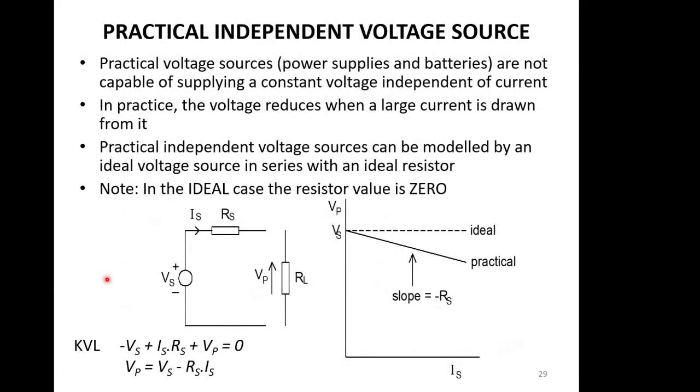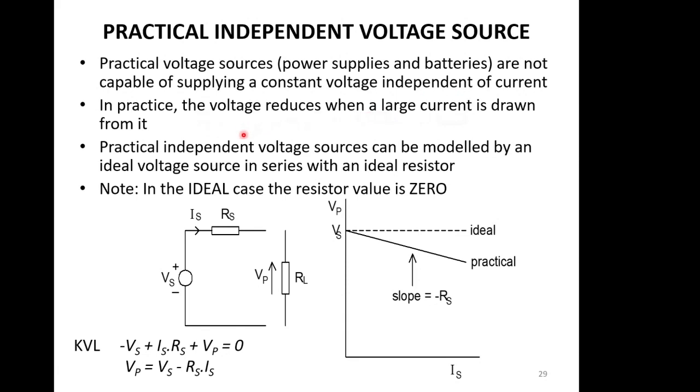So a practical voltage source, one that exists in the real world, is very easy to model. They're not capable of supplying a constant voltage independent of current, because you can short circuit a battery and you don't get infinite current, because that gives you infinite power. So it's just not possible. There's something else we've got to include if we're going to go to such extremes. In practice, the voltage reduces when a large current is drawn from the system.